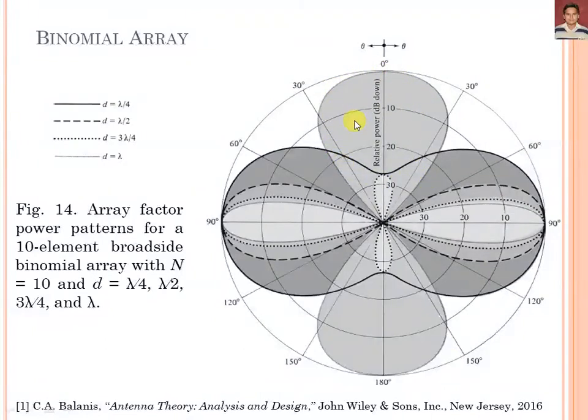So we can say the antenna at d equal to lambda by 4 and lambda by 2 behaves like a broadside array, but in the case of d equal to 3 lambda by 4 and d equal to lambda, it behaves like an end fire array radiation. So we can say in a binomial array there is no side lobe level.